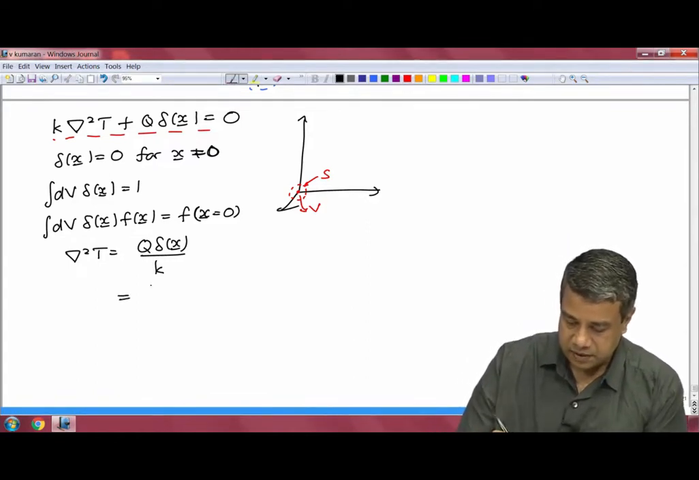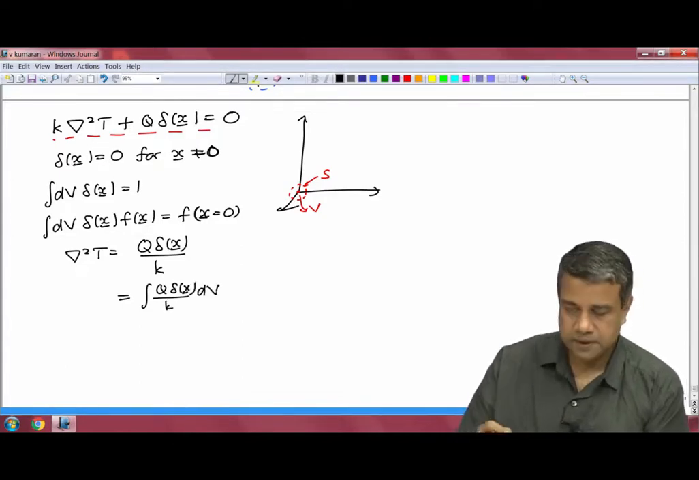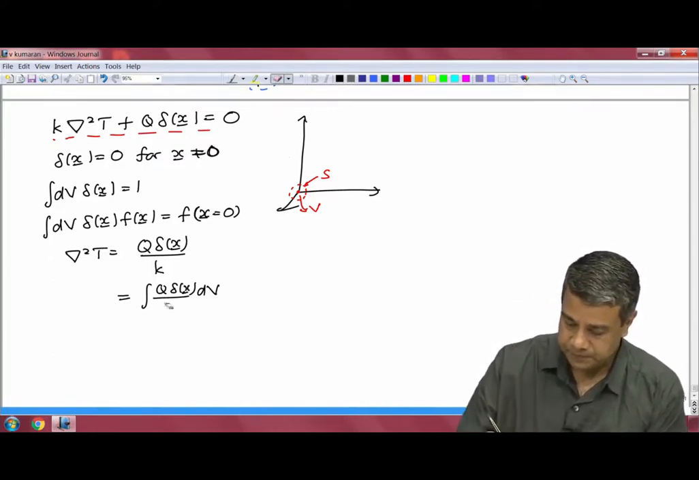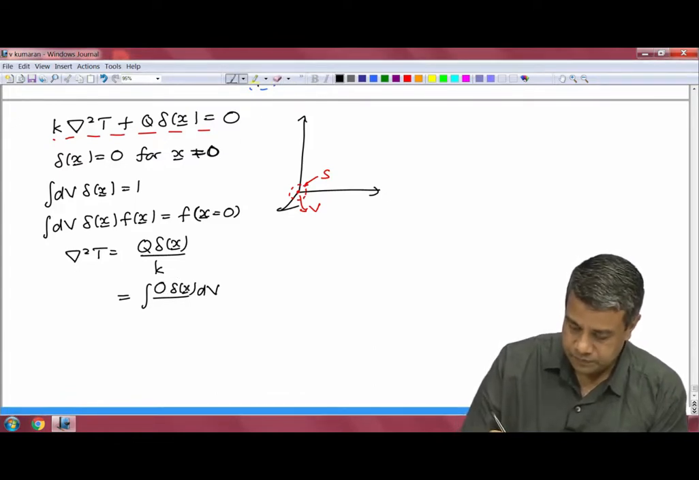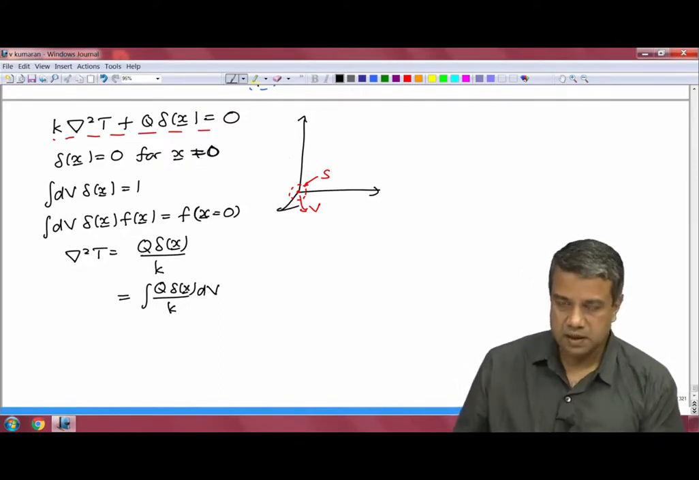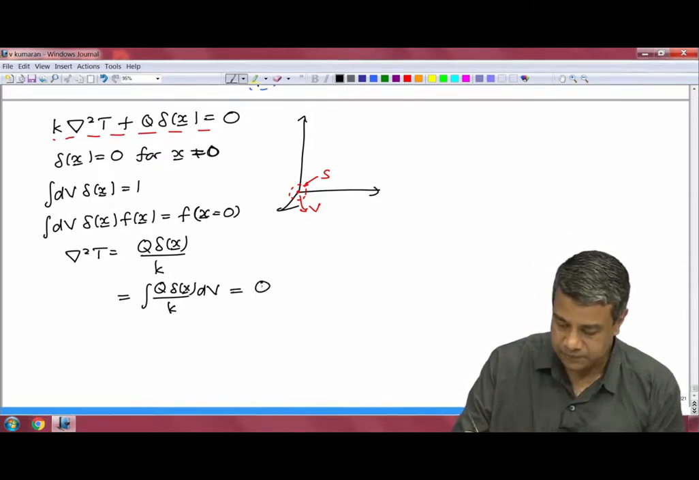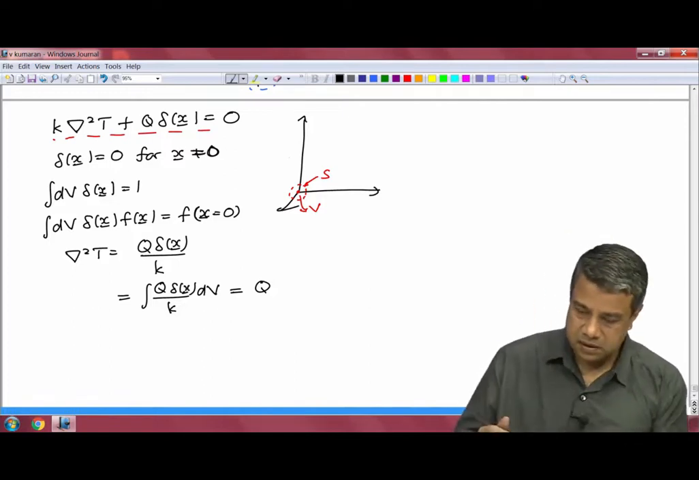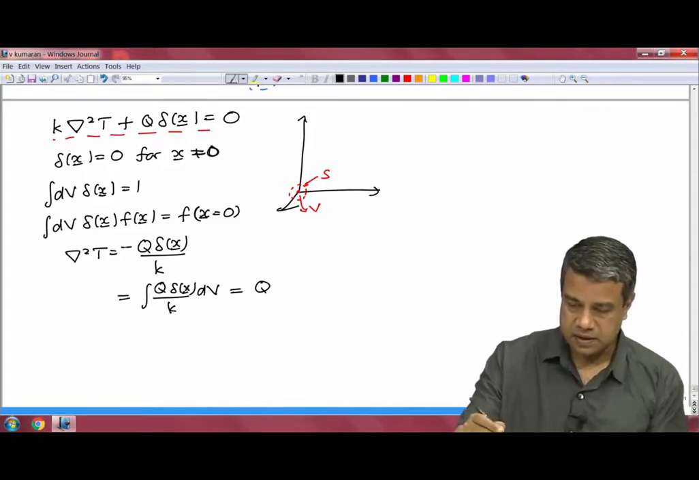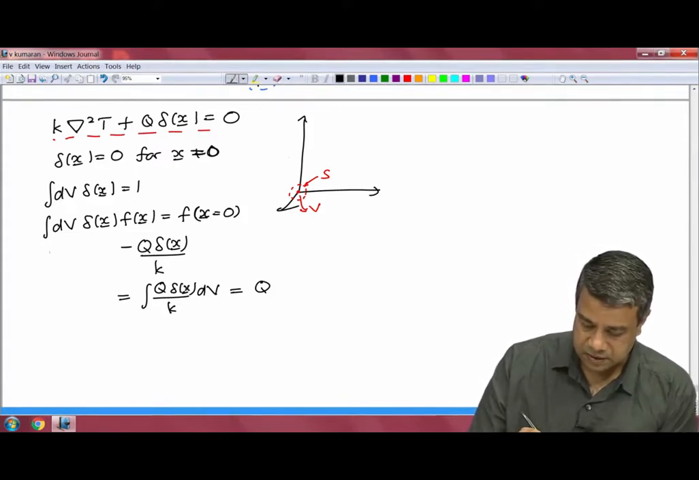On the right side, I have integral Q delta of x by k times dV. Q is a constant, independent of position, and so is k. Delta of x integrated over any volume that contains this delta function is just equal to Q. My apologies, I have missed out a negative sign here. So, let me just put that in. This equation has a positive sign on the left hand side. So, when I take Q to the right hand side, I should get a negative sign.